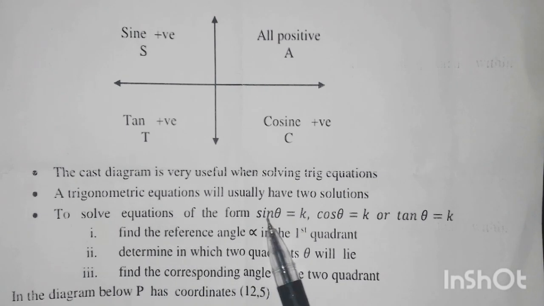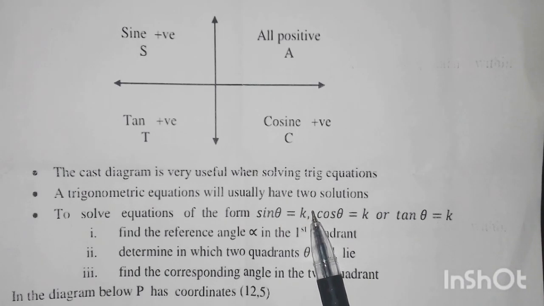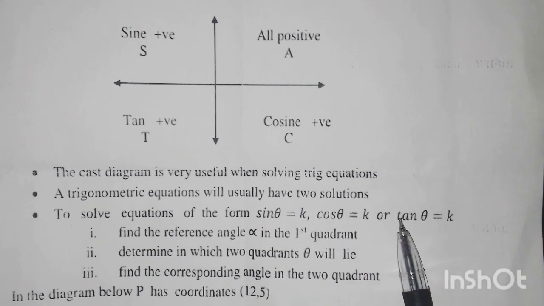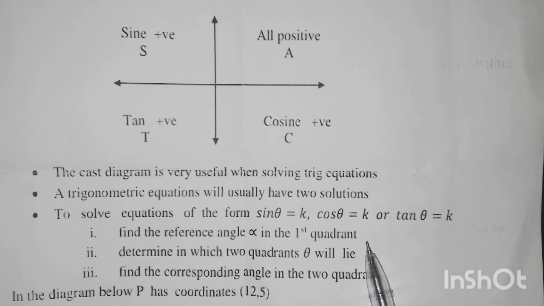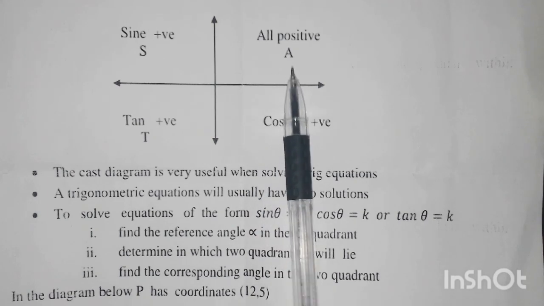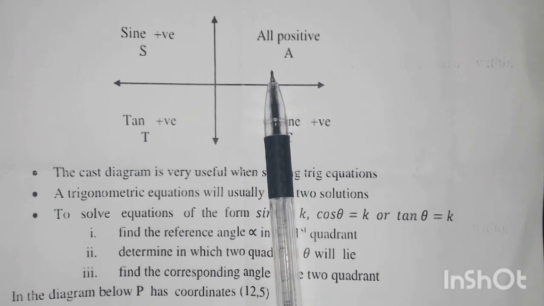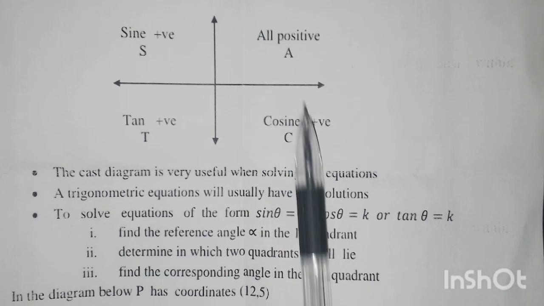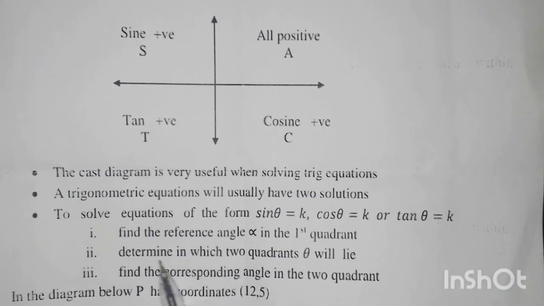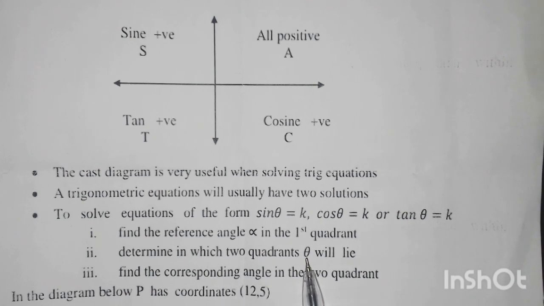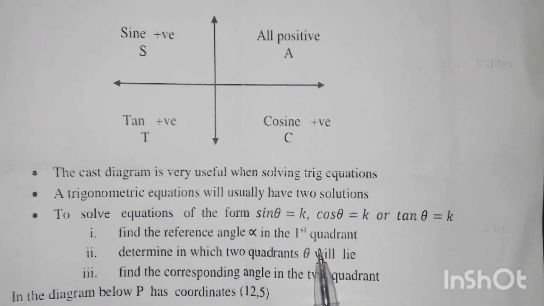To solve equations of the form sine theta is equal to k, cos theta is equal to k, and tan theta is equal to k, step number one is to find the reference angle in the first quadrant. Then in step number two, you determine in which two quadrants theta lies.